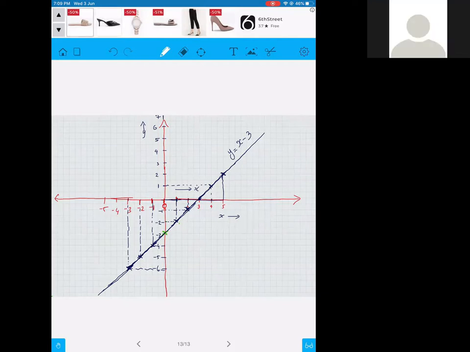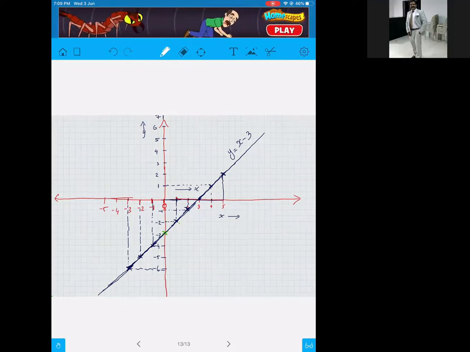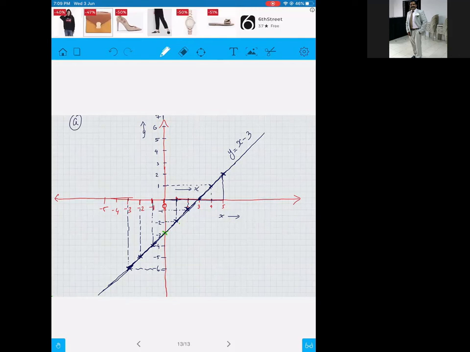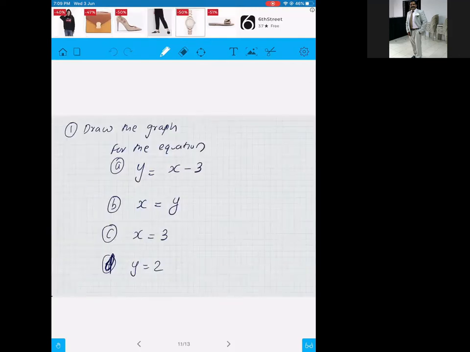Yes, sir. It makes sense. So this is the graph for the equation y is equal to x minus 3. This is the answer for question A. Now, what is the second question?